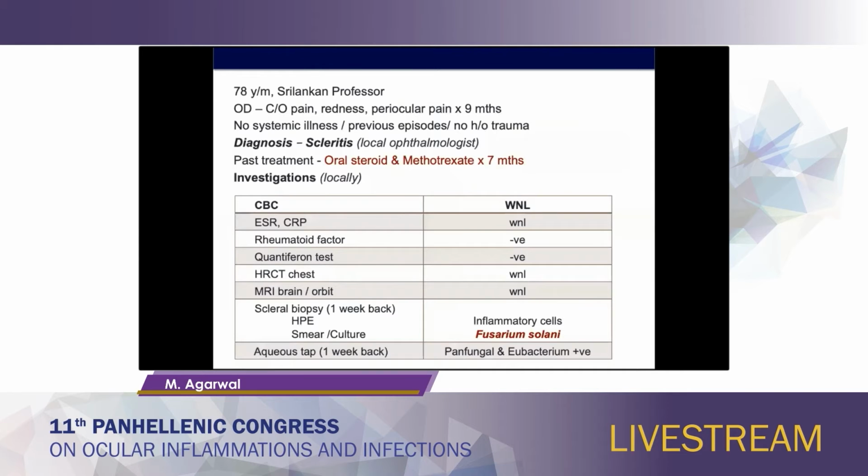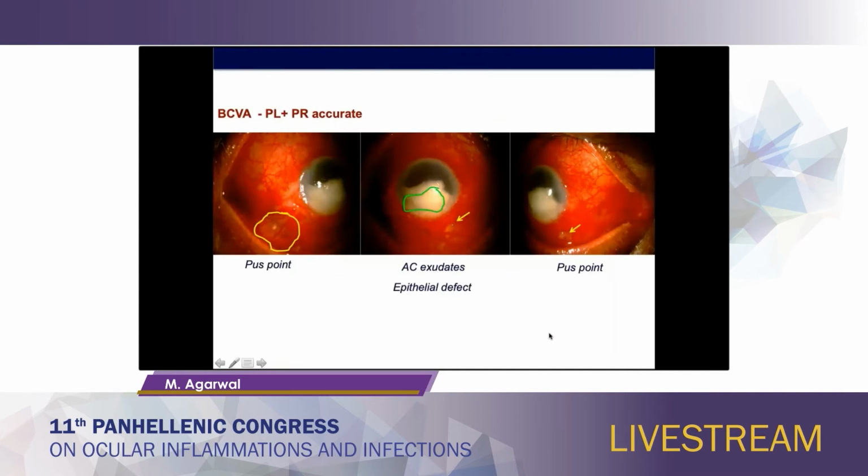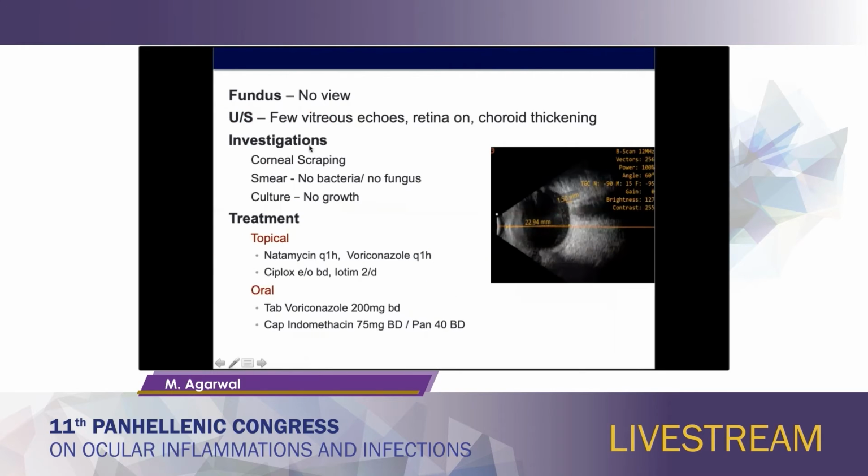Another patient I would like to share, this is a 78-year-old patient from Sri Lanka who was again diagnosed as scleritis and treated with oral steroids and methotrexate for 7 months. The collagen workup was negative, but just a week before he presented to us, he underwent a scleral biopsy which picked up Fusarium solani. This is the presentation. You can see AC exudates, small pus points in the inferior area. Fundus did not show any view and ultrasound showed few vitreous echoes. A repeat scraping did not pick up anything, but he was started on natamycin and voriconazole along with oral voriconazole.